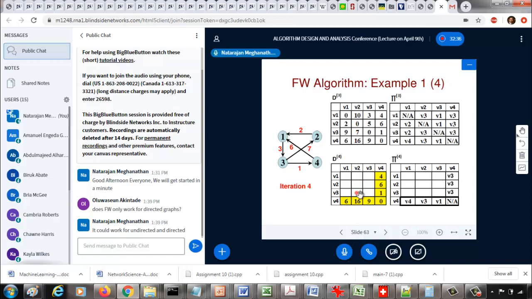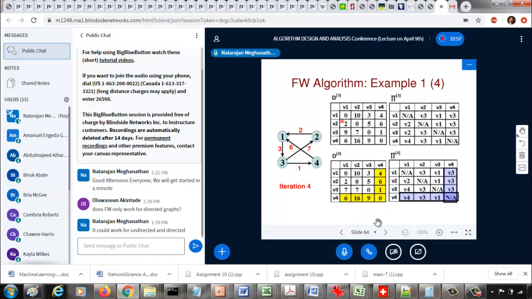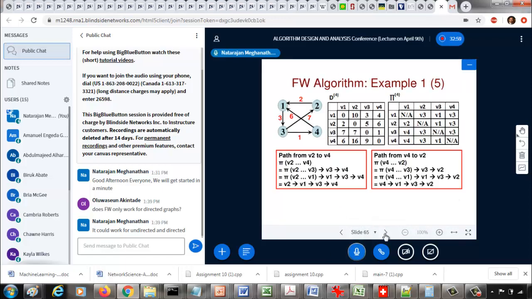So if you try to reduce it, the vertical is 16, horizontal is 1. 16 plus 1, 17, not less than 7. So stay with 7. And that entry V3 is also written down here as a predecessor, and this is V3 to V3, a diagonal entry. That's not going to reduce further. Alright, so we have gone through all the 4 iterations, and that is the final distance and predecessor matrix.